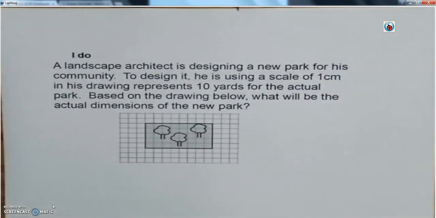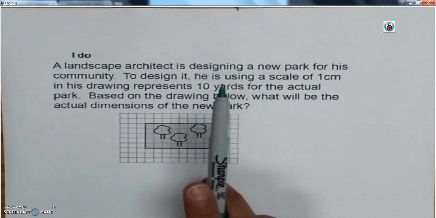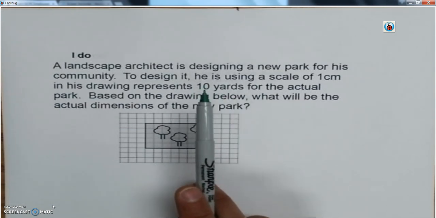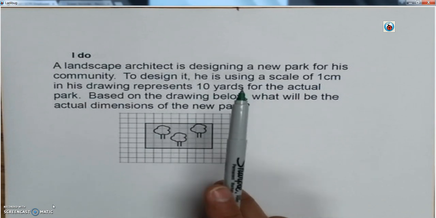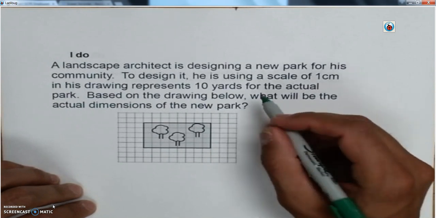All right, so let's do an example like this one. A landscape architect is designing a new park for his community. To design it, he's using a scale where 1 centimeter in his drawing represents 10 yards for the actual park. Based on the drawing below, what will be the actual dimensions of the new park? This makes a lot of sense, right? If you're designing a new park and the park's going to be really big, it's too much of a pain to make a design that's literally 100 yards long or something like that. So you use a ratio or a scale, and in this case we would write it like this.